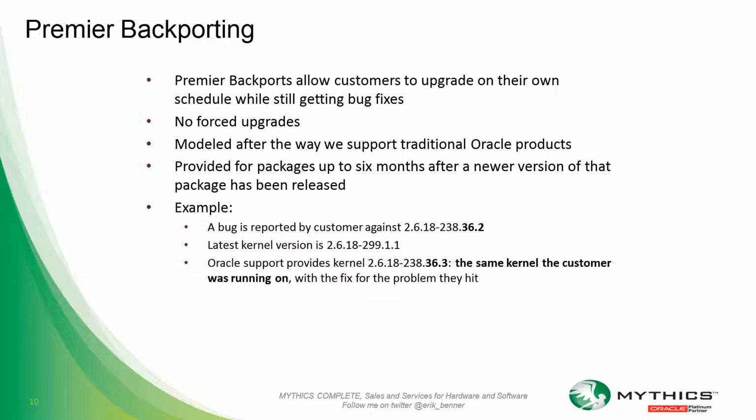An example is there's a bug in the kernel you found for the 238.36 kernel, but the latest version Oracle supported is 299.1. Oracle will actually backport the kernel patch to you to take you to 36.3. It's the same kernel you're running on, just with a fix for the problem that you hit, without forcing you to upgrade the whole system to the 299.1 version of the kernel.